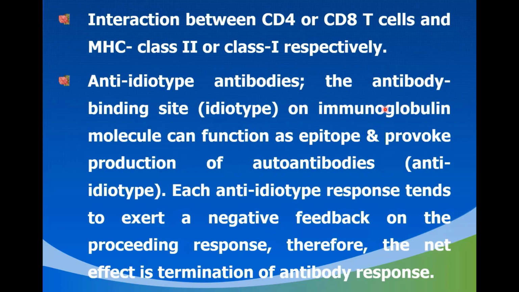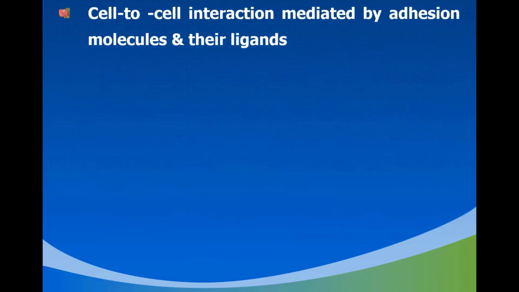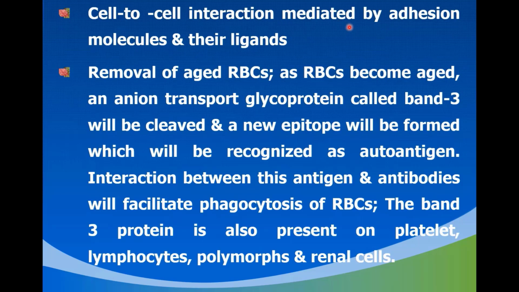Anti-idiotype antibodies: the antibody binding site, or idiotype, on an immunoglobulin molecule can function as an epitope and provoke production of antibodies. Each anti-idiotype response tends to exert a negative feedback on the preceding response. Therefore, the net effect is termination of the antibody response. Cell-cell interaction is mediated by adhesion molecules and their ligands.